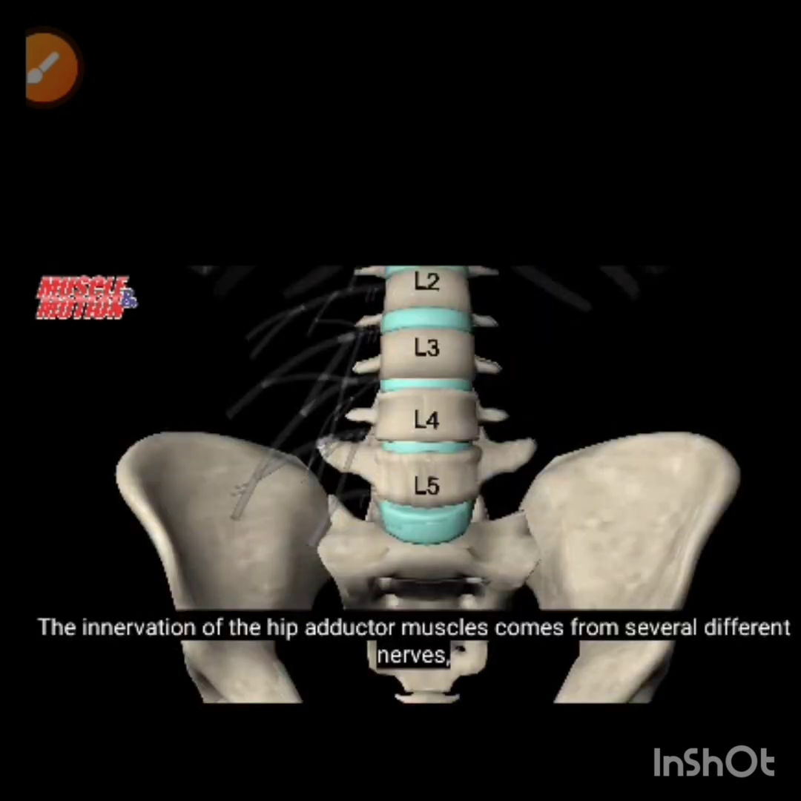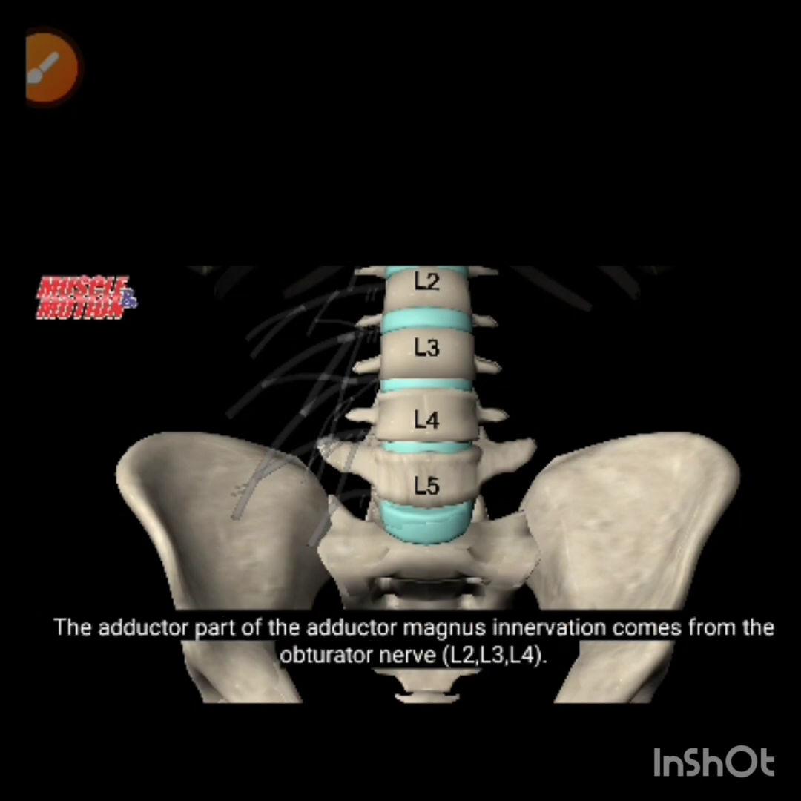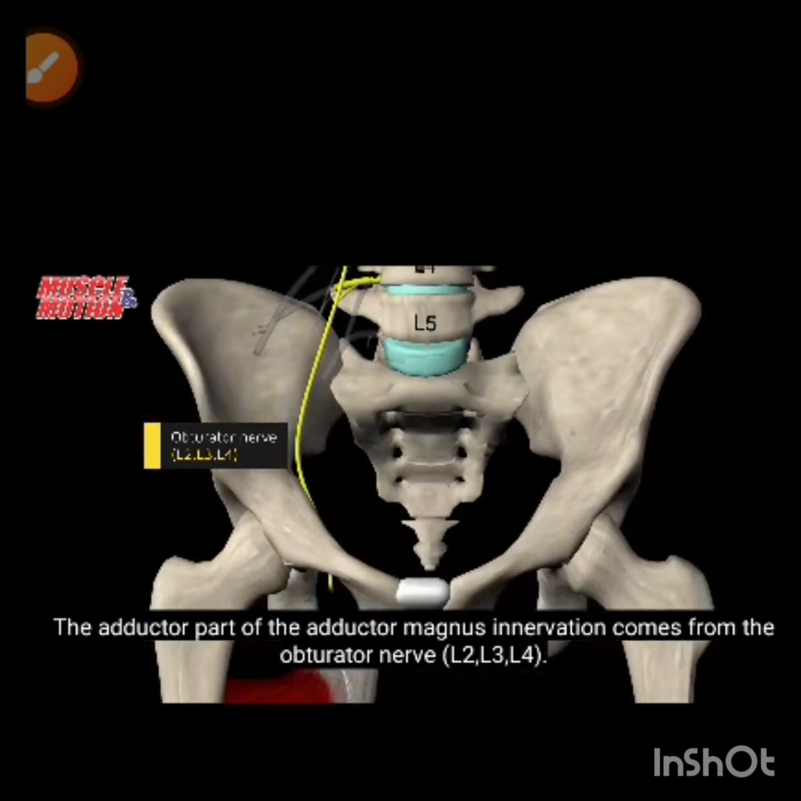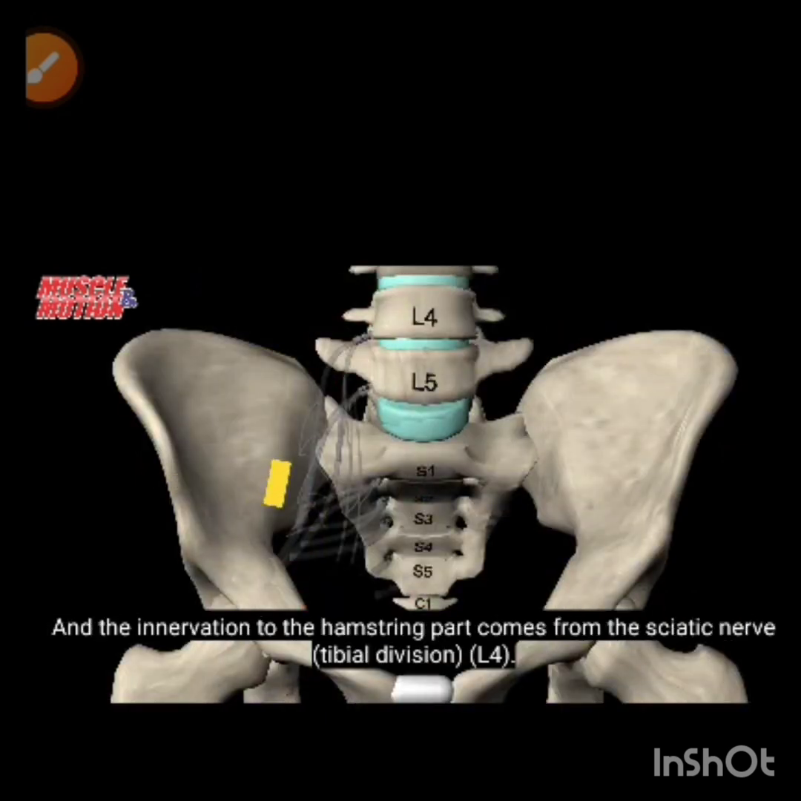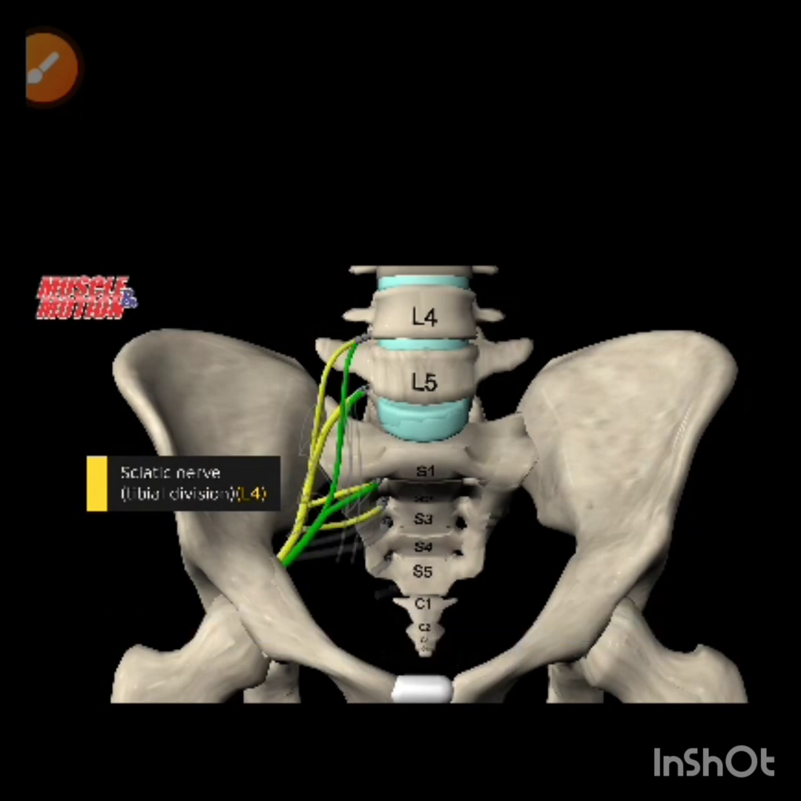The innervation of the hip adductor muscles comes from several different nerves. The adductor part of the adductor magnus innervation comes from the obturator nerve, L2, L3, L4, and the innervation to the hamstring part comes from the sciatic nerve, tibial division, L4.